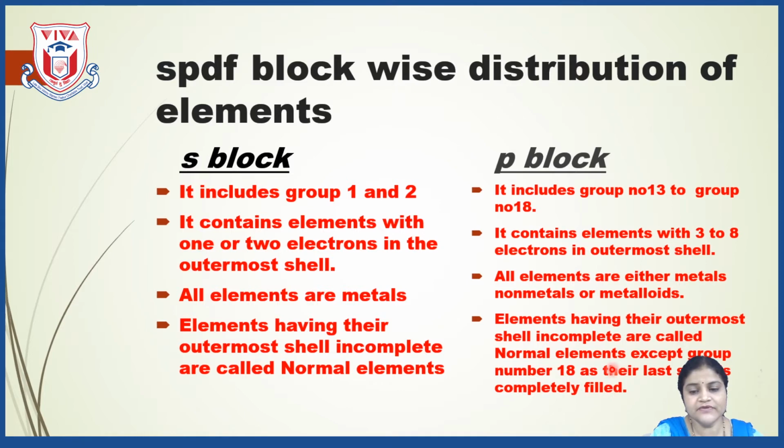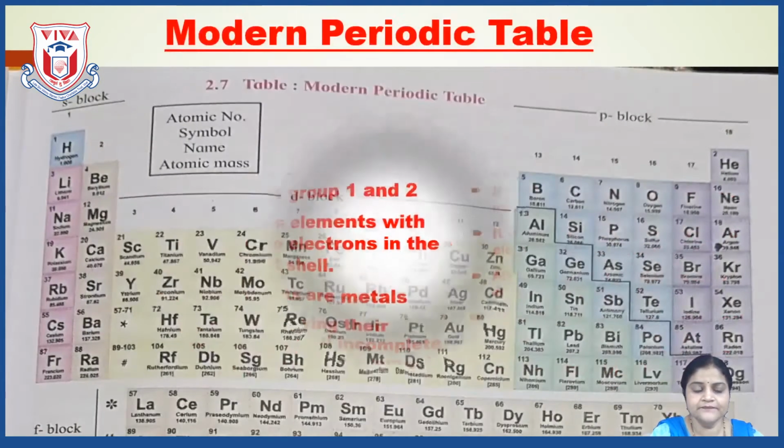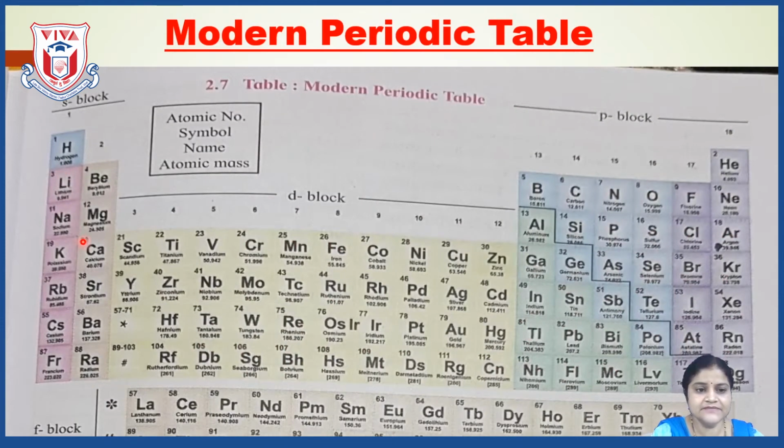Which group are we talking about? That contains helium, neon, argon, krypton, xenon, etc. Okay, so this is the S and P block distribution. Let us go back again. Here you can see the S block and then the P block. The S block has one electron in the outermost shell in the first group, and in the second group, 2 electrons in the outermost shell.